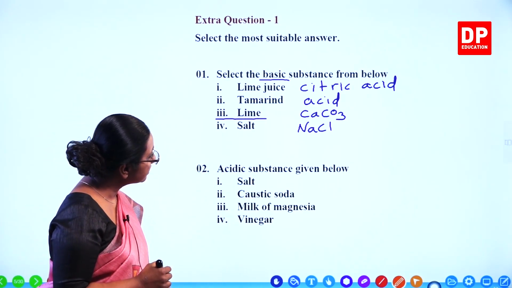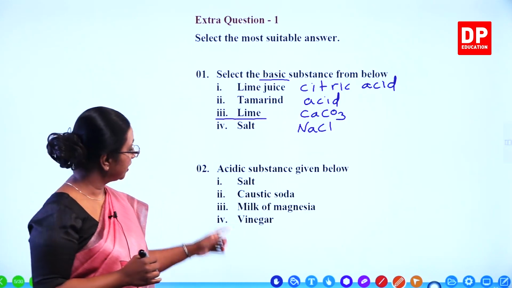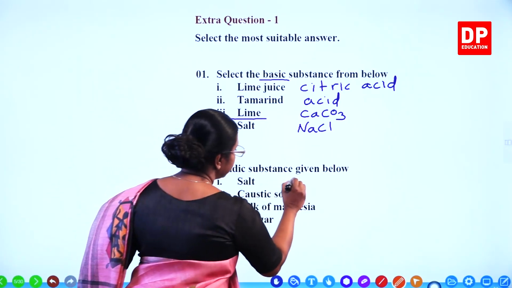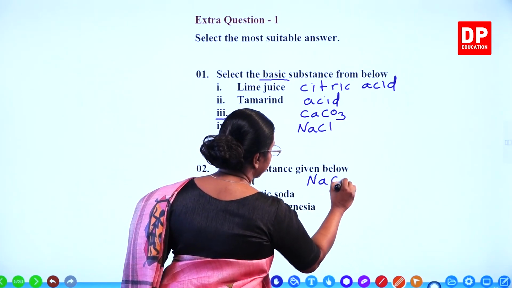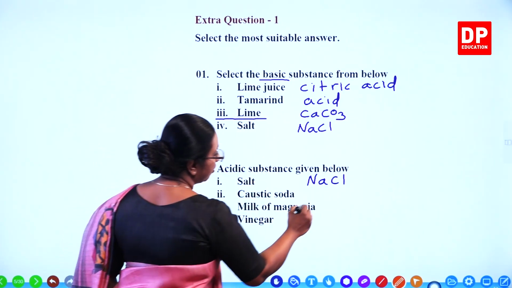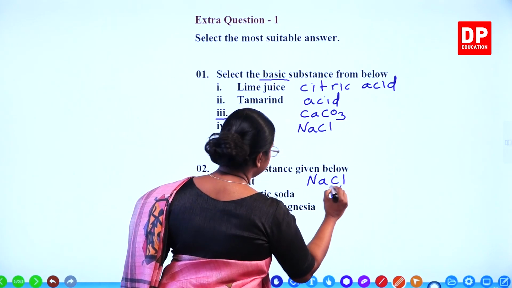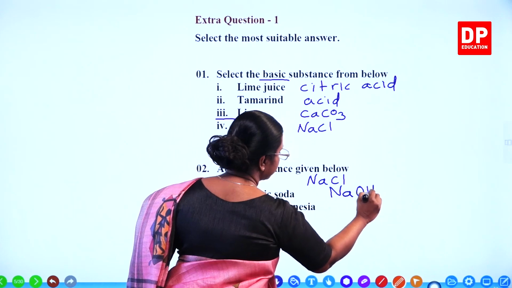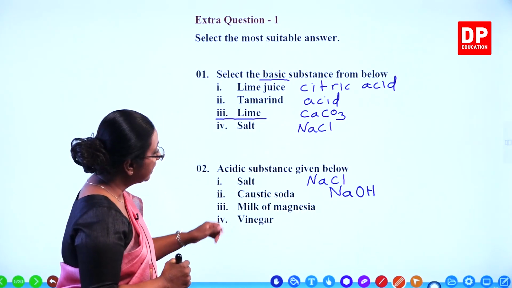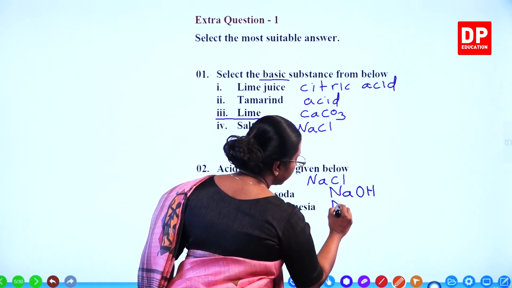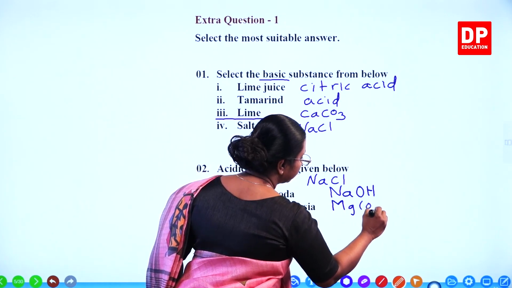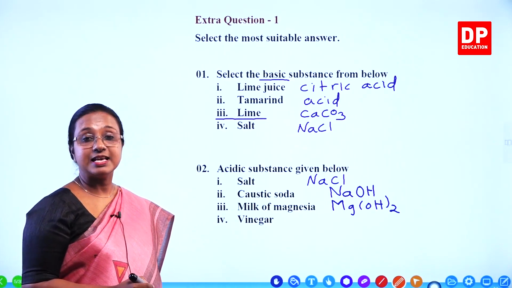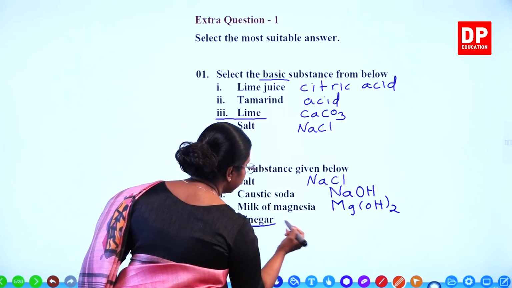Then the acidic substance given below. Again salt, sodium chloride. What is caustic soda? Caustic soda is sodium hydroxide. That is a base. Milk of magnesia, magnesium hydroxide. And vinegar is acetic acid. So that is the acid there.